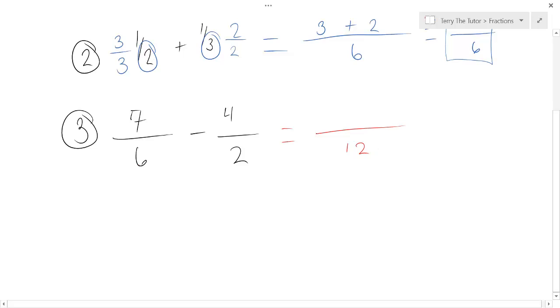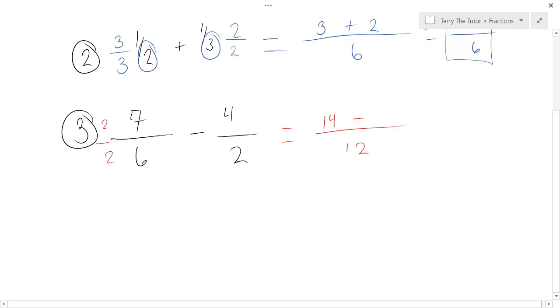Now, what do I multiply 6 by to get 12? Well, we just did that. I multiply by 2. So I'm going to multiply both the top and the bottom by 2. So that gives me 2 times 6 is 12. 12 is there. 2 times 7 is 14. That gives me 14. Okay, and we're going to say minus.